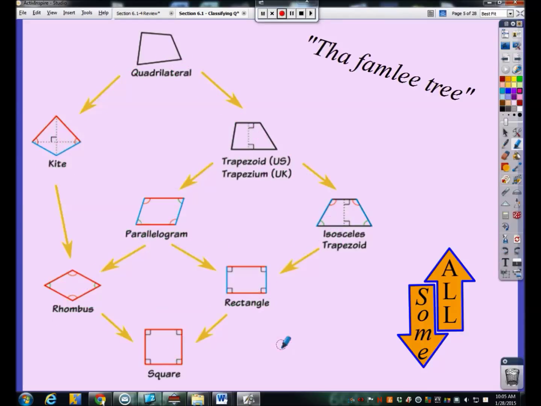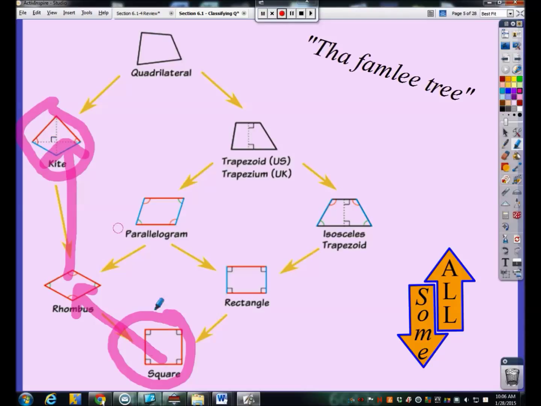And again, we can use the transitive property here. If all squares are rhombuses and all rhombuses are kites, that means that all squares are kites. It also means that all squares are quadrilaterals. So again, the transitive property works downwards, downstream, and upstream with our "some" or our "all."